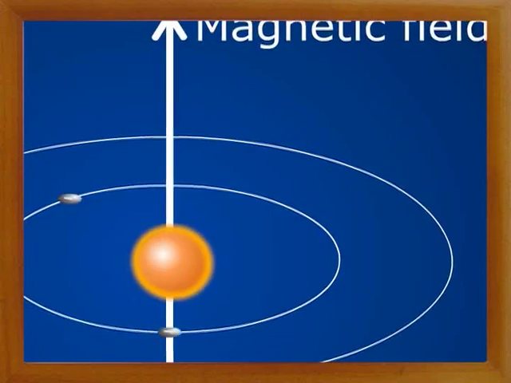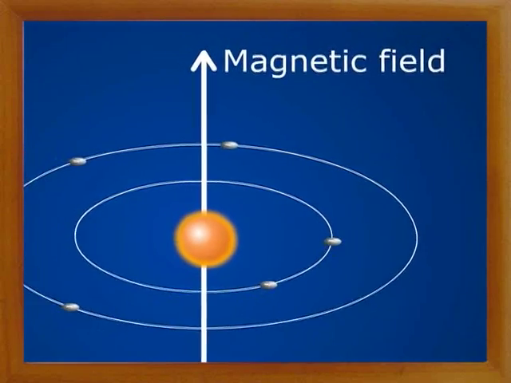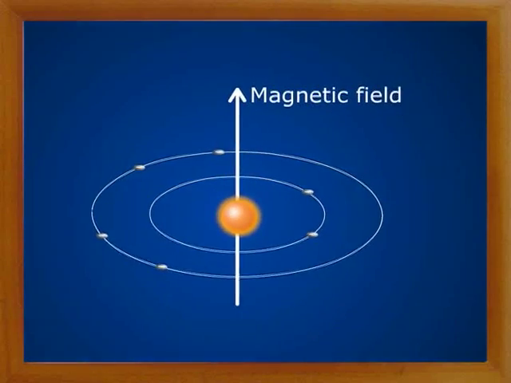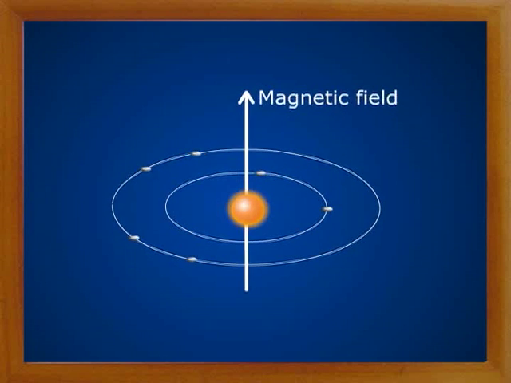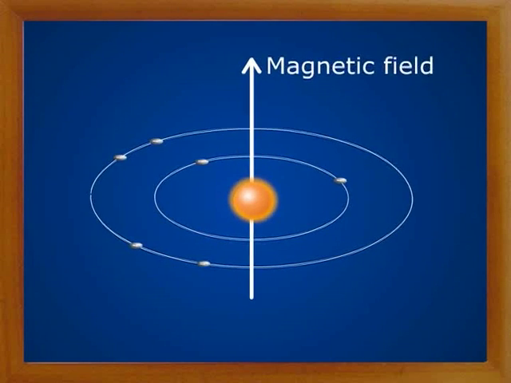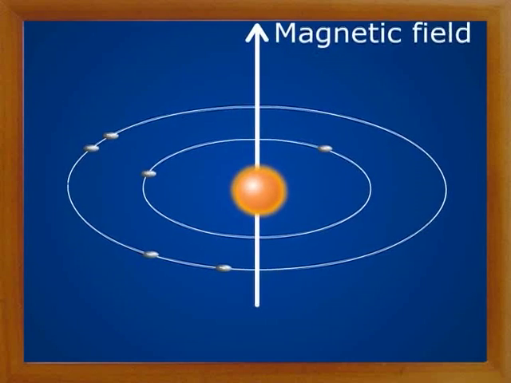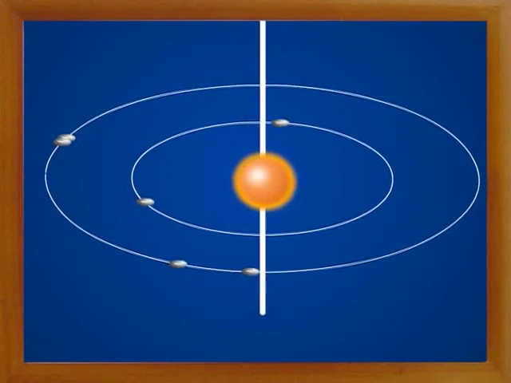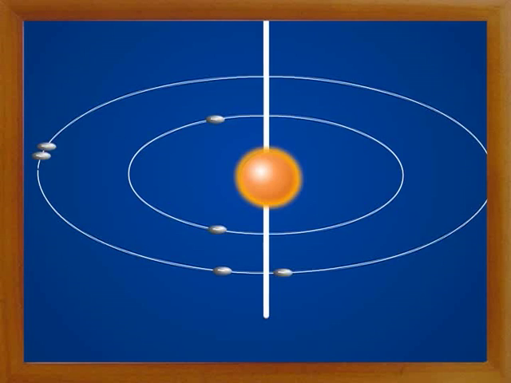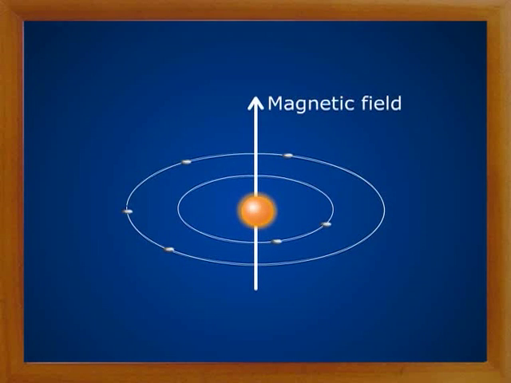We know that a molecule consists of two or more atoms. Every atom has electrons moving in its orbits around its nucleus. An electron carries a negative electric charge. The moving electrons in an orbit create an electric current in the orbit. This electric current produces a magnetic field.